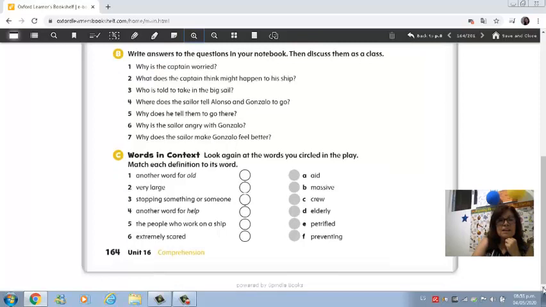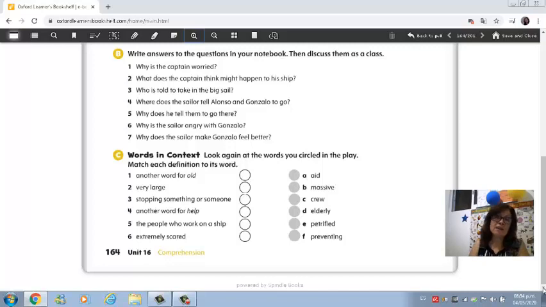Words in context. Look again at the words you circled in the play. Remember? Okay, and you're going to match each definition to its word. Another word for old is D, very good. Number two, very large. It would be massive. Three, stopping something or someone, preventing.